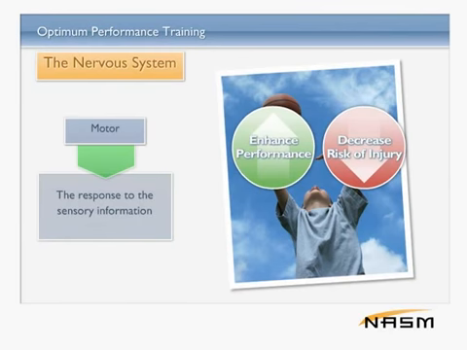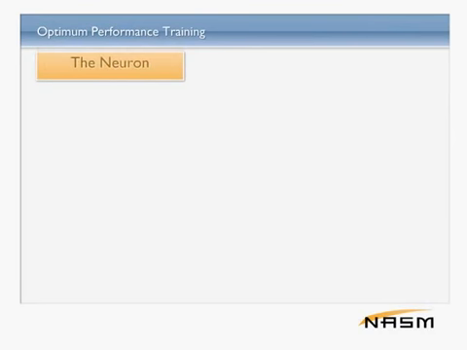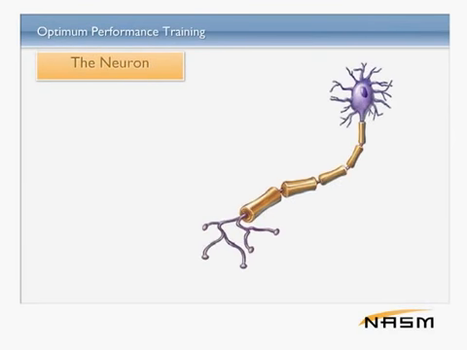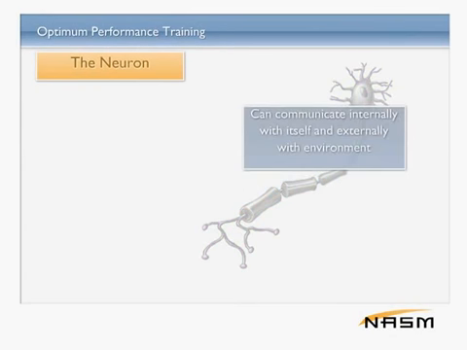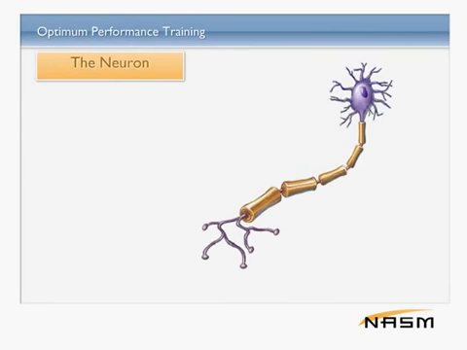The functional unit of the nervous system is known as the neuron. Billions of neurons make up the complex structure of the nervous system and provide it with the ability to communicate internally with itself as well as externally with the outside environment.